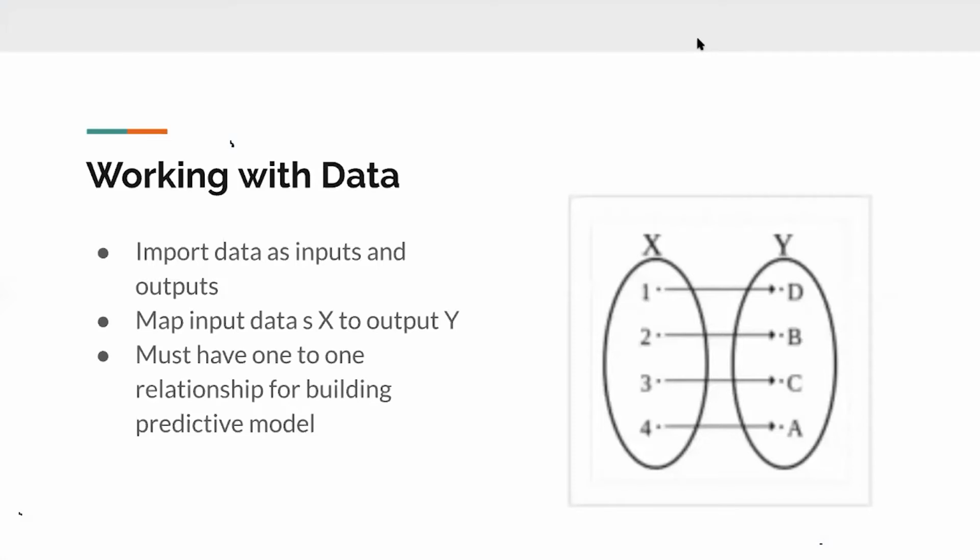So the whole thing with machine learning is you essentially process data as inputs and outputs. It's like a function in math or like a graph where you have an x and a y. So you want to map an input data x to output y. Usually it must have a one-to-one relationship. If you look at the little picture on the right, it's mapping x to y's, which are one-to-one. So you feed it an input x and get an output y.